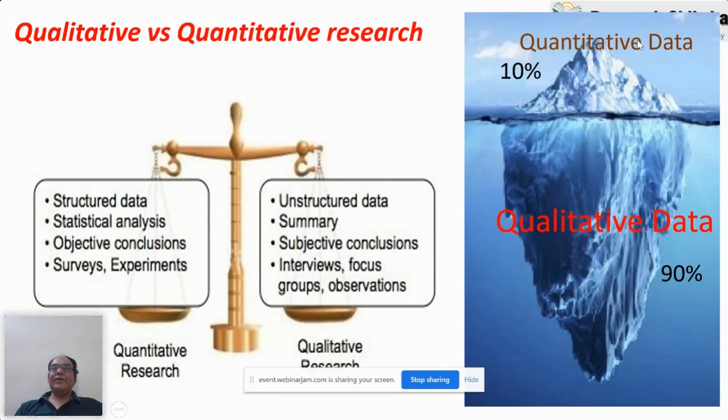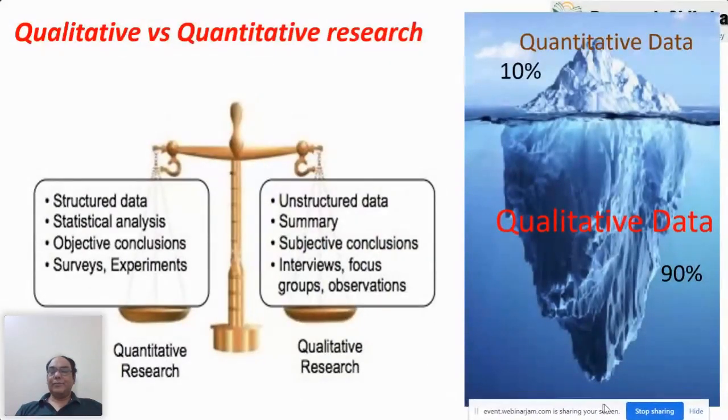The problem is that we are running after only the 10% of the data set which we can see and which can be expressed in numbers, but we totally ignore the 90% qualitative data set. So this is one of the problems we have between qualitative and quantitative.